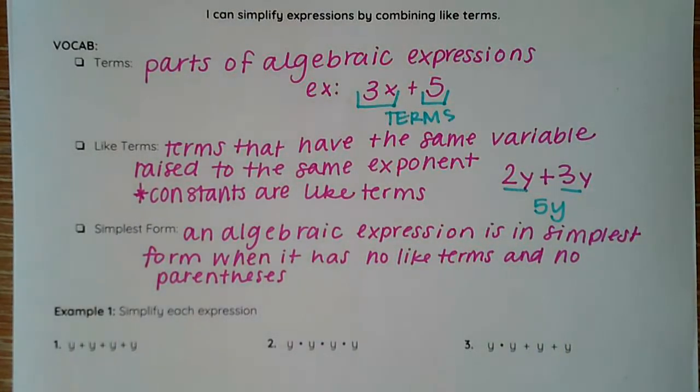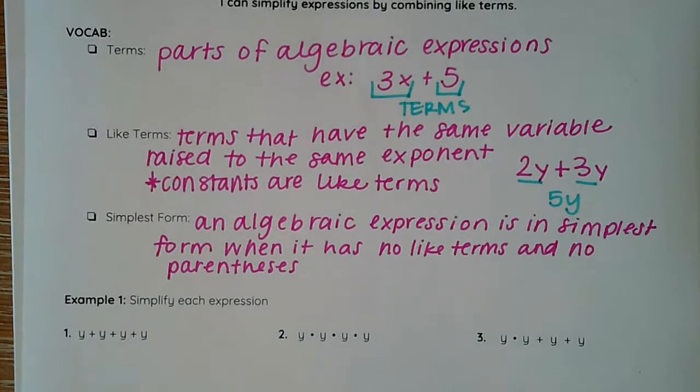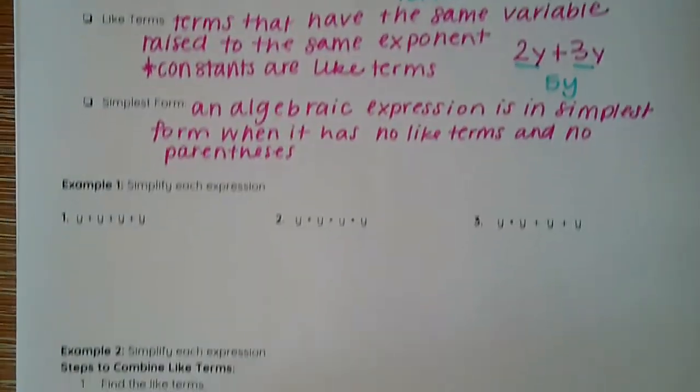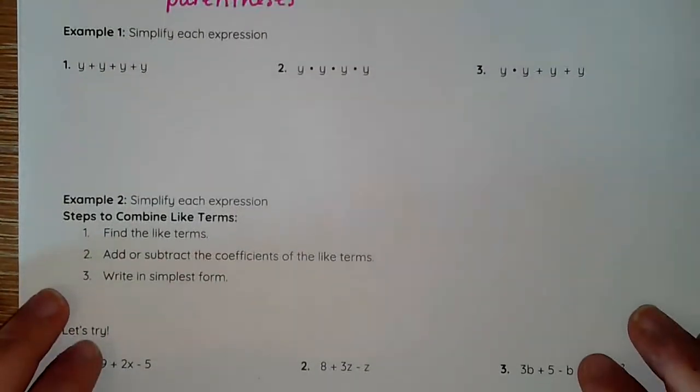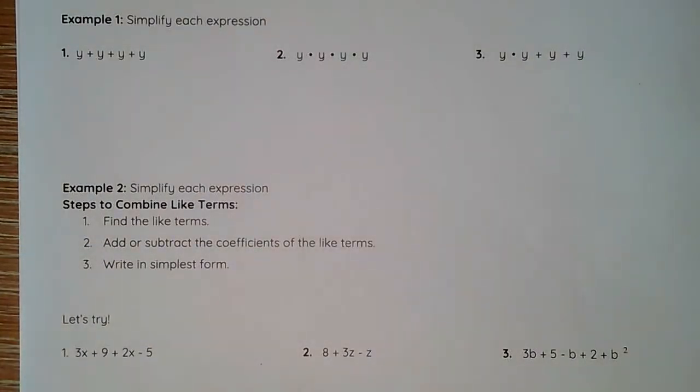Simplest form is when we have our algebraic expressions down to as few terms as possible. So let's take a look here. There is a big difference between adding and subtracting when it gets to our expressions. Here we have y plus y plus y plus y. Now we already know that when we repeatedly add the same thing, that can be turned into multiplication.